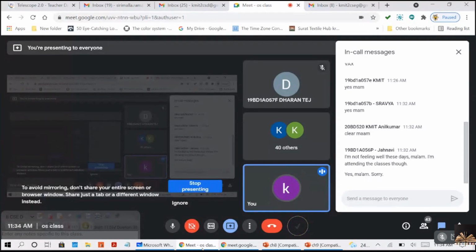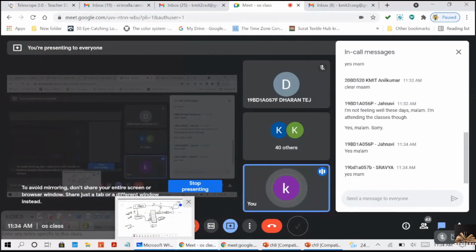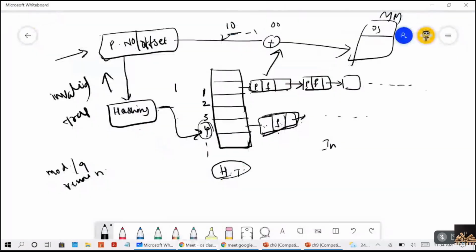Shall I continue with the next topic? Inverted page table. Yes or no? Yes. Okay, fine. Coming to this inverted page table, what is the idea behind it?